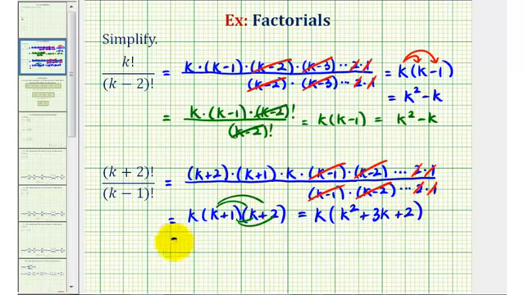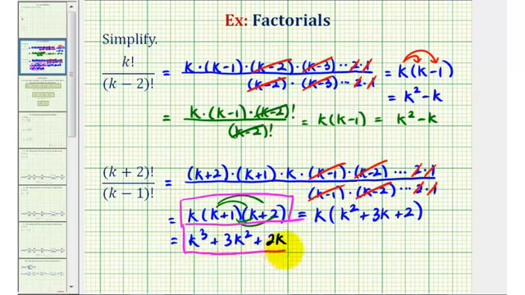And we'll go ahead and distribute. So we'll have k to the third plus 3k squared plus 2k. So if you can leave it in factored form, we can leave it in this form here. If we need to multiply it out, we would have this expression here.